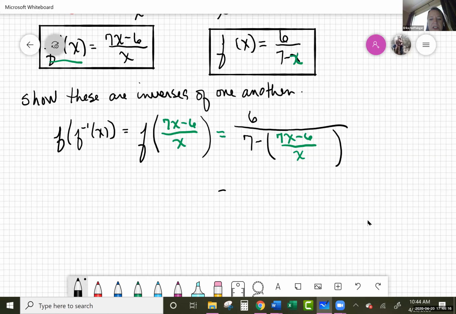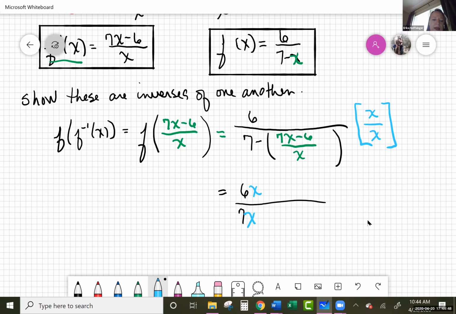So remember, for complex fractions there are two ways to deal with it. Let's get rid of it by multiplying by a fancy 1. Looking at the fraction within the fraction, my denominator is x. So if I distribute x to my numerator and x to my denominator, that fraction is going to go away. And so this would give me 6 times x all over, distributing the x in the denominator, 7 times x minus x times 7x minus 6 all over x.